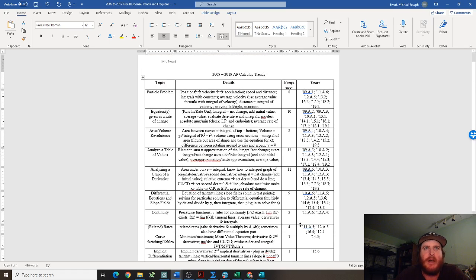Okay. Another trend that's kind of weird is one of the really common ones is area and volume. But if you notice in the last 4 years, it only happened once in 2019. So it was happening every single year. And then all of a sudden they didn't do it in 16, 17, and 18. So who knows about this question? It used to be like a guarantee, and now it's, maybe.